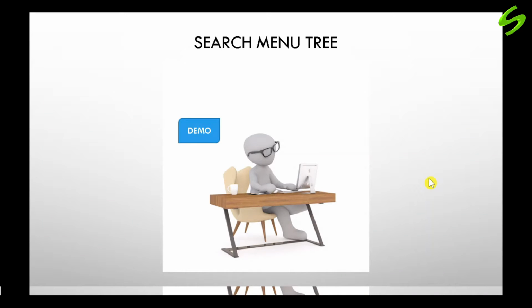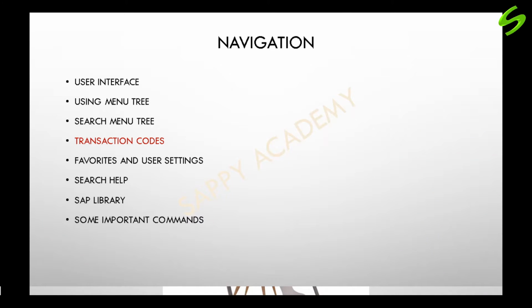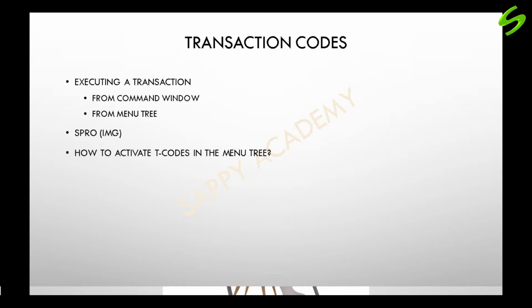Let's move on to the next section. The next section is transaction codes. In the transaction code section, we will learn executing a transaction from the command window, from the menu tree, and SPRO or IMG, and how to activate T codes in the menu tree. T codes is a short form for transaction codes.